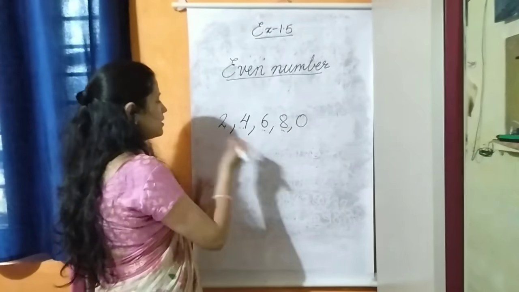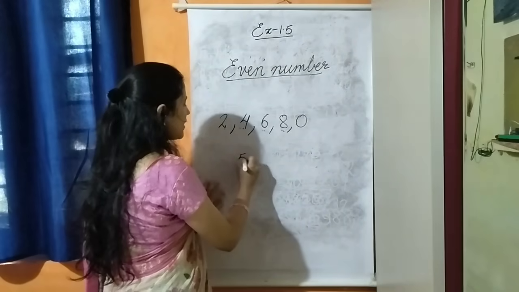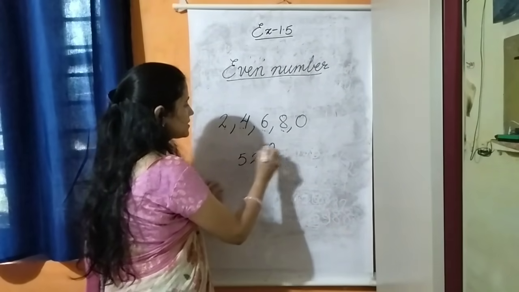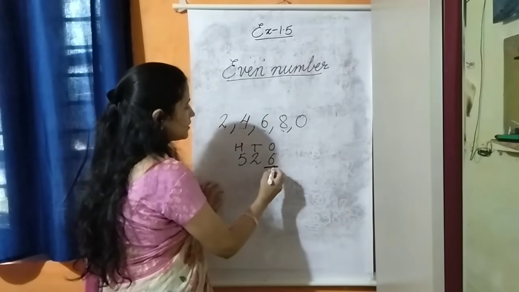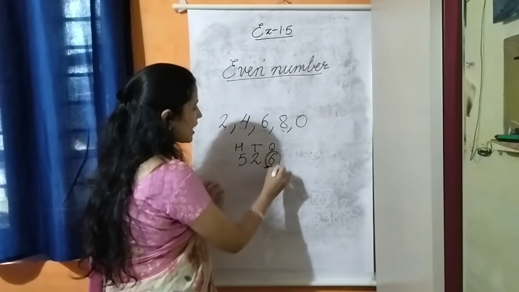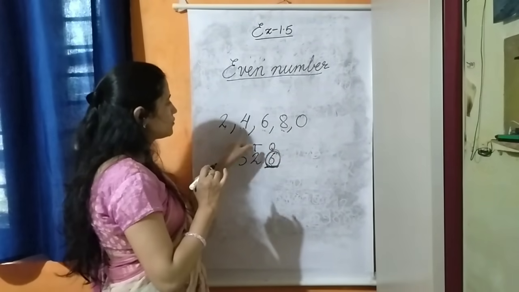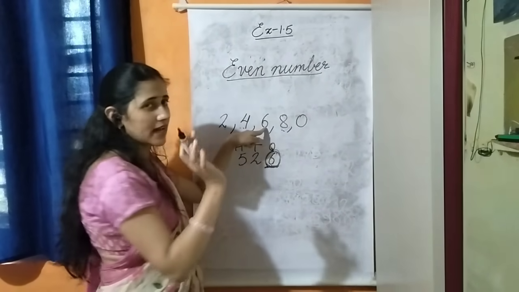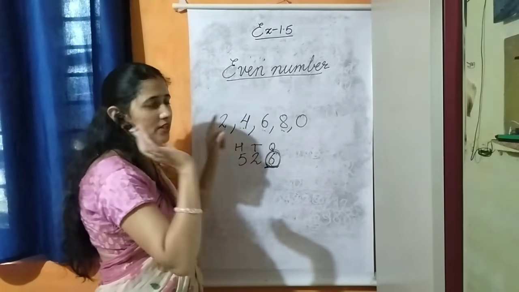Now 526: ones, tens, hundreds. We will see the ones place. At the ones place which number do we have? 6. 2, 4, 6, 8. So at the ones place we have 6. That means this number is an even number.